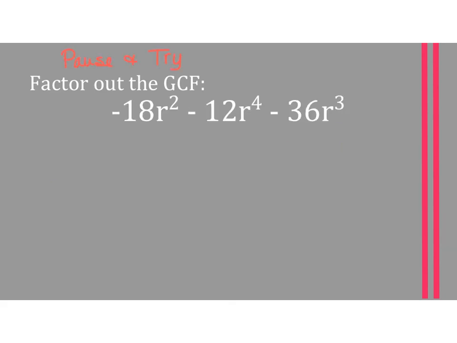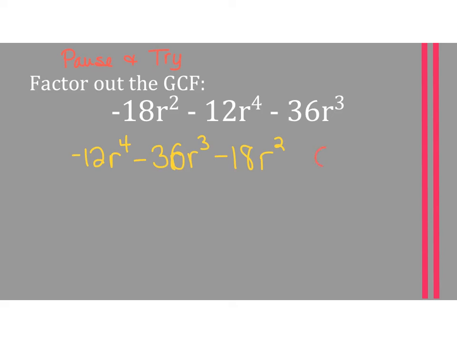Why don't you pause the video and try this one on your own? Okay, hopefully you noticed that this one is not in the right order and you started by readjusting it. Putting the r to the 4th first, the minus 36r to the 3rd second, and minus 18r squared last. Okay, so you're just going by your degree in the descending order. If you miss that step, technically it's okay. Our answers will just be in different order.